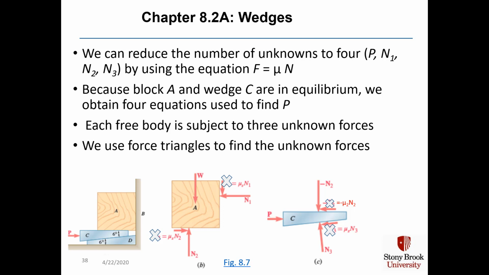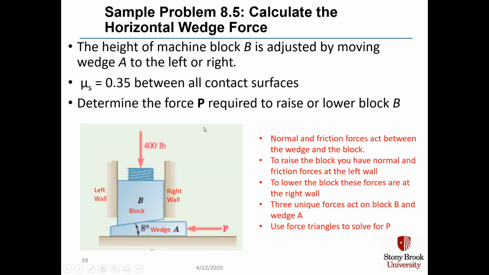Because block A and wedge C are in equilibrium, we can obtain 4 equations used to find P, and we'll need them because we have P, N1, N2, and N3. Each free body that we will draw is subject to 3 unknown forces, and we're going to use our favorite, the force triangle, to find those unknown forces. Let's take a look at a sample problem of how to do this.